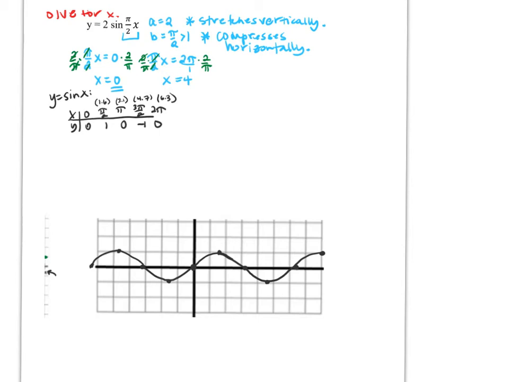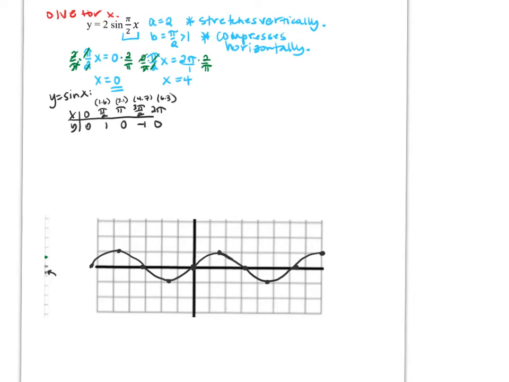Let's complete our notes for Lesson 6.4, Day 1. We ended yesterday by graphing the parent function for sine. Using the information for a and b, let's create our new table for y equals 2 sine pi over 2x.